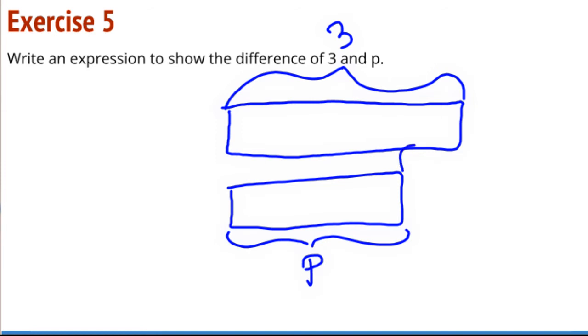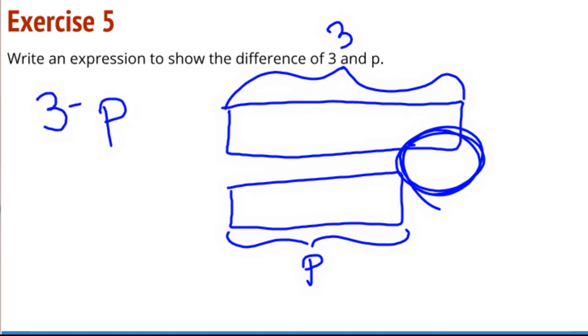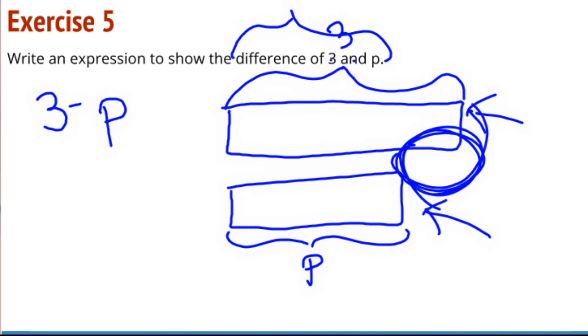And we are looking at this section here, what is different between the two of them. So our expression would be here, the difference of 3 and p. And generally what I teach is we have to do these in order. This is 3 and p, so it's 3 minus p. But with your models, be thinking about we have 2 things and we're looking at what is different between them, a comparison situation.